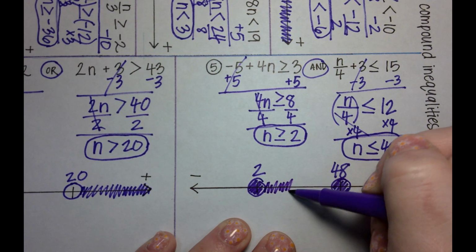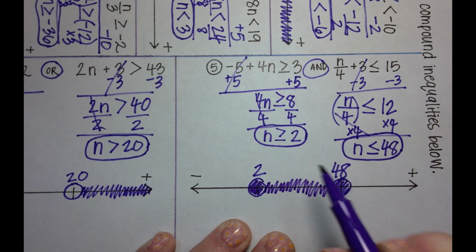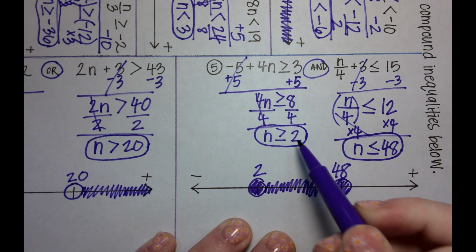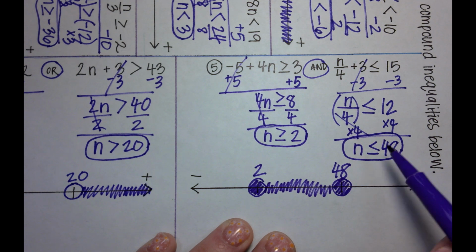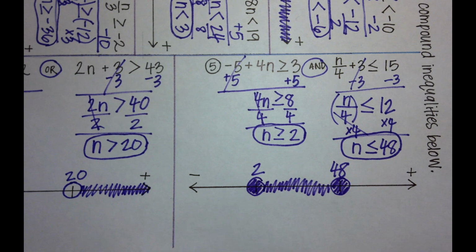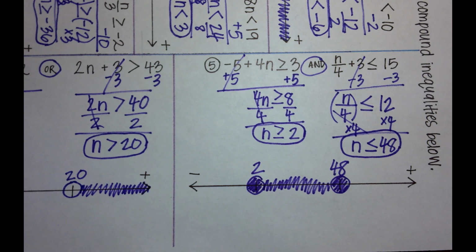Inside, in between. They're pointing at each other. N is greater than or equal to 2. Greater goes to the right. Less than or equal to 48. Less goes to the left. They're pointing at each other. We shade in between. Okay. That's our worksheet. Any questions on this worksheet?